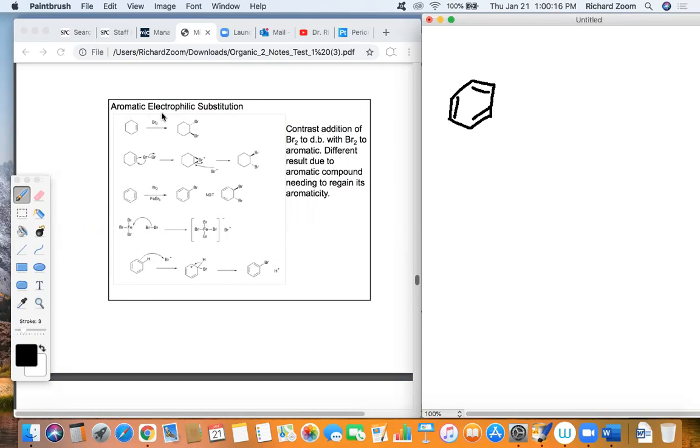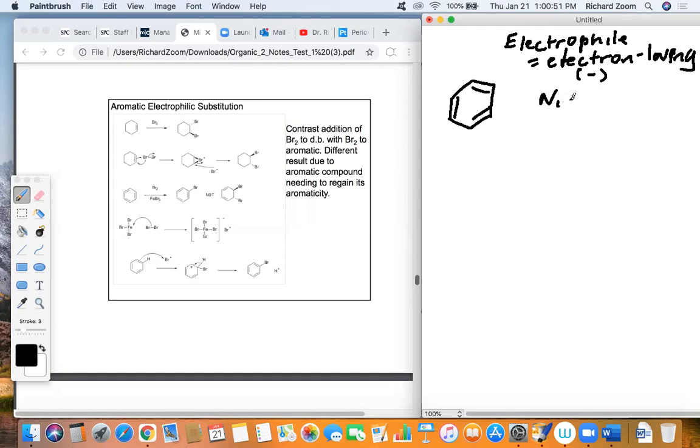We've got the aromatic ring. Electrophiles are usually positively charged. So electrophile equals electron loving. That's what phile means, P-H-I-L-E. So electron loving, or if you'd like, negative loving. So electrophiles generally tend to be positive.